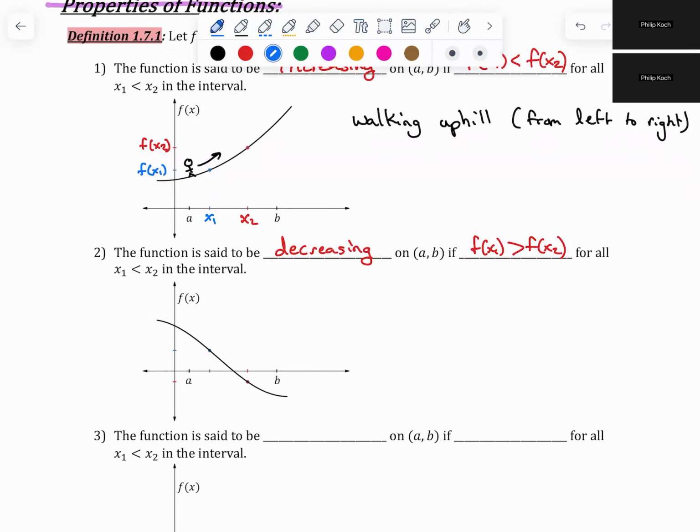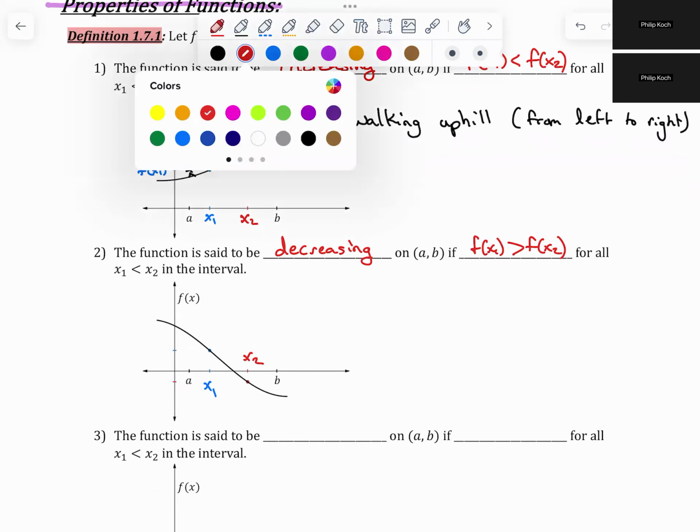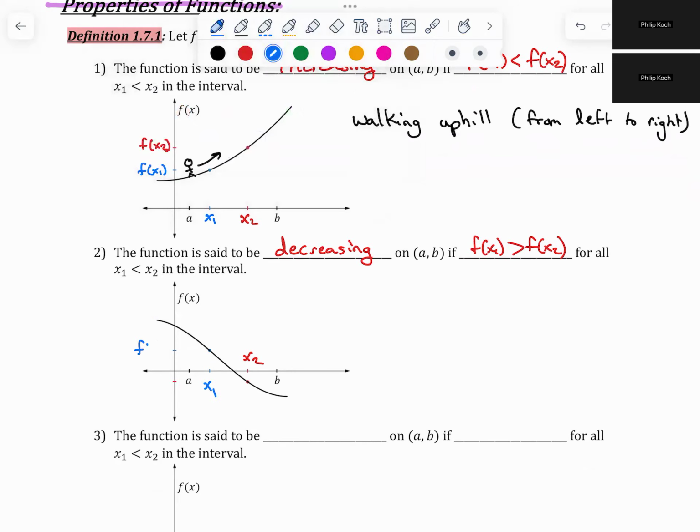Once again, we've got x sub 1 here, x sub 2 here, and you'll see that f of x sub 1 is higher up. It's above the x-axis, so it's a positive number, whereas f of x sub 2 is a number below the x-axis. It's negative. And so by a similar intuition argument, if you're a little dude walking along, it's decreasing if you're walking downhill.